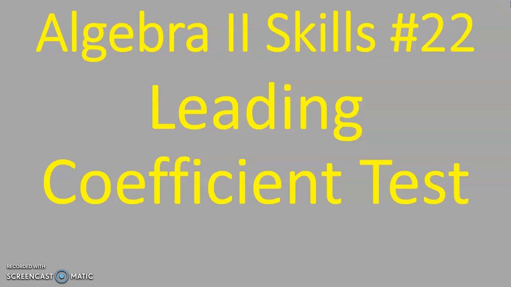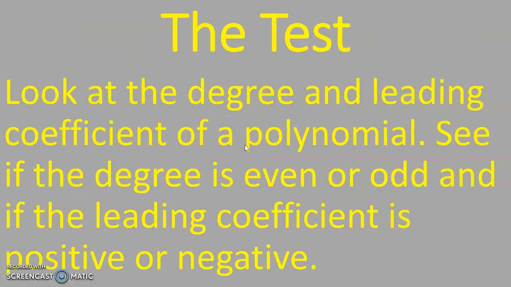Algebra 2 skills number 22, we're going to look at something called the leading coefficient test. The leading coefficient test is a way to see what happens to a graph as it leaves the screen, so to speak, or as it heads off towards infinity in both directions. To apply the test, we're going to look at the degree and leading coefficient.